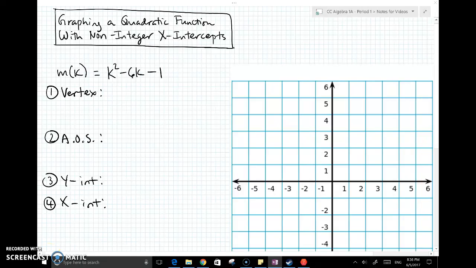Hi everybody, in this video I will be showing you how to graph a quadratic function with non-integer x-intercepts. There are several steps to doing this, so let's go ahead and jump right in. Our function is m of k is equal to k squared minus 6k minus 1.